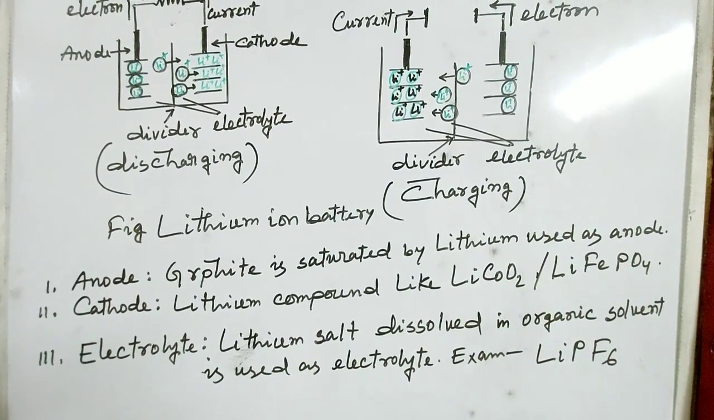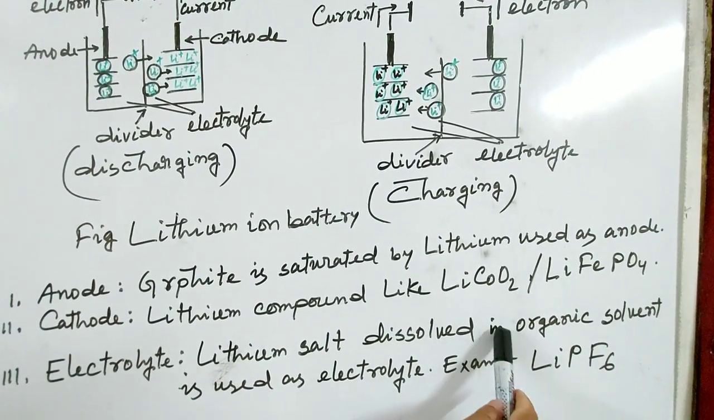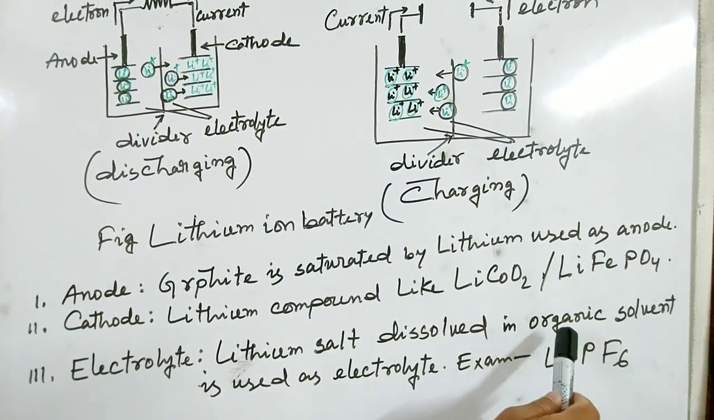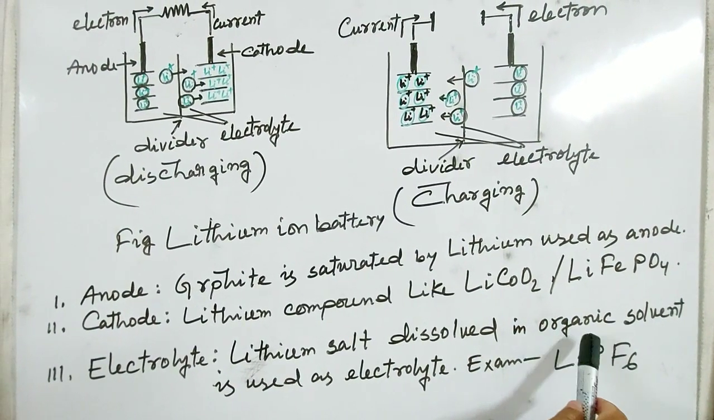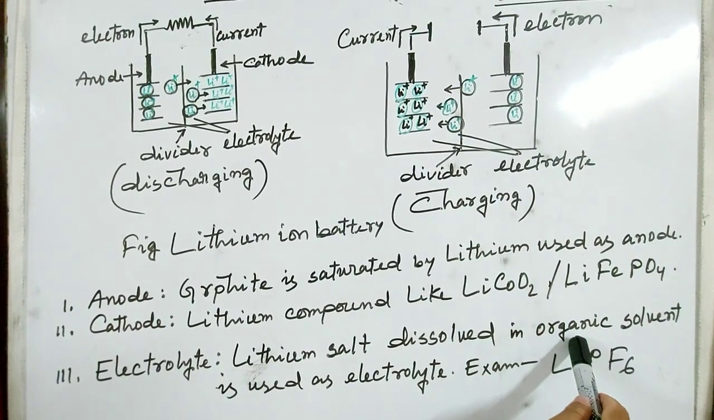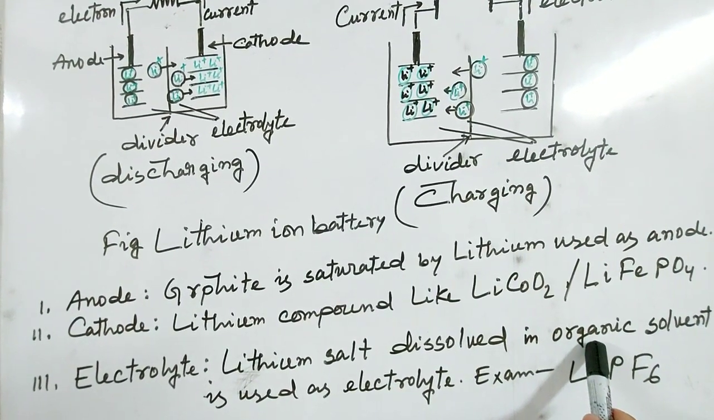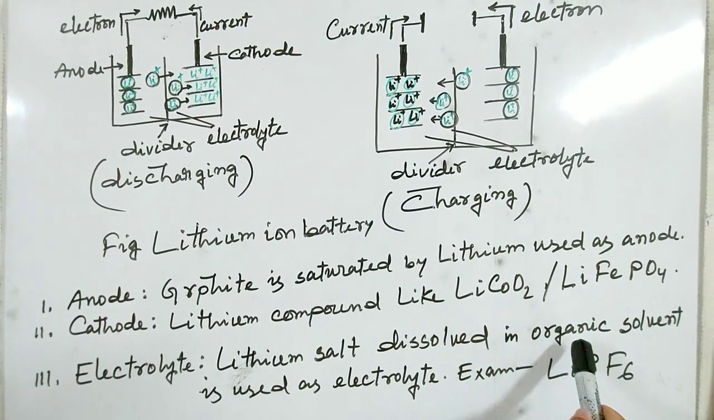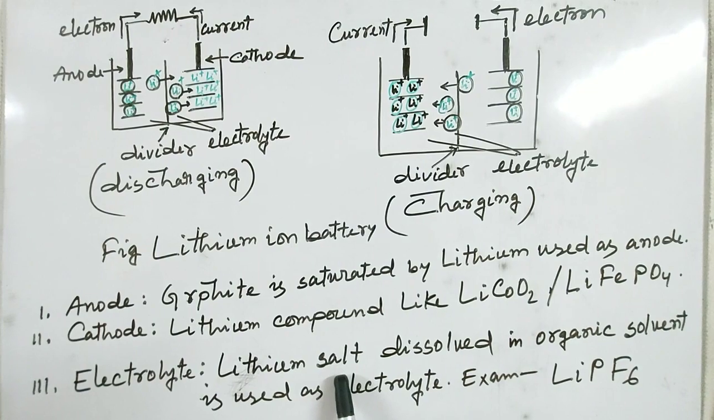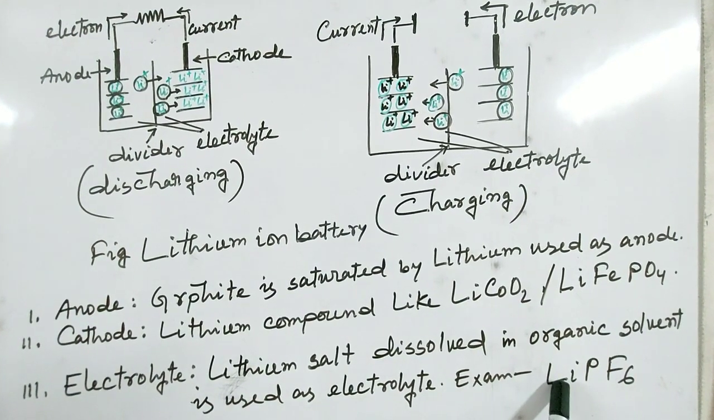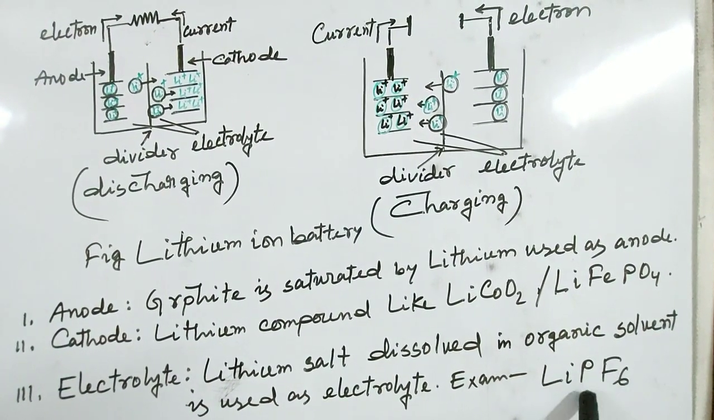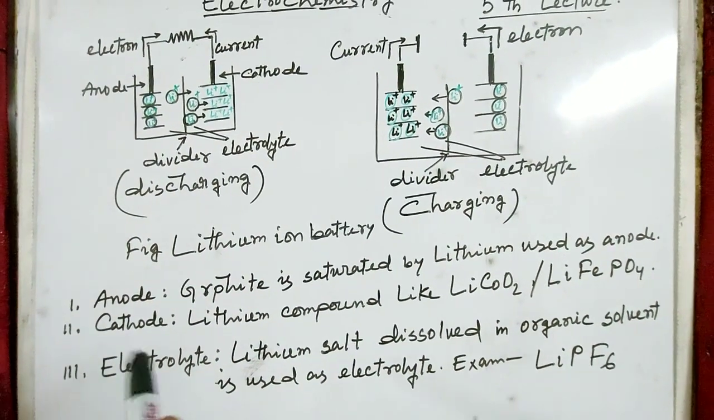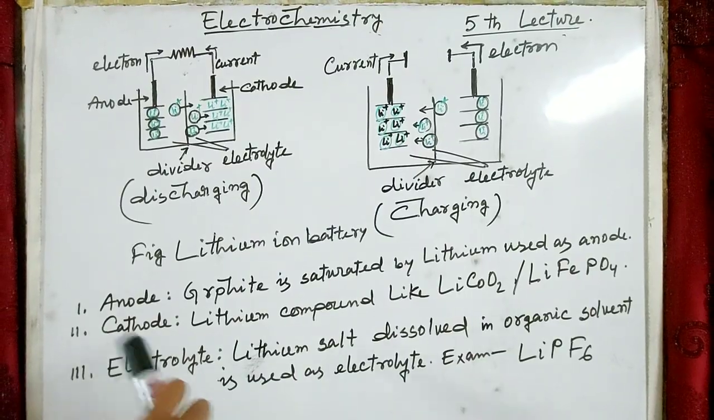Electrolytic substance: lithium salt dissolved in an organic solvent is used as electrolyte. Organic solvent means it may be ethyl alcohol or any other liquid alcohol or carbon tetrachloride. Those types of solvents are actually organic solvents. And lithium salt, suppose lithium hexafluorophosphate, this is a lithium salt which is used in the lithium ion battery as electrolytic substance.